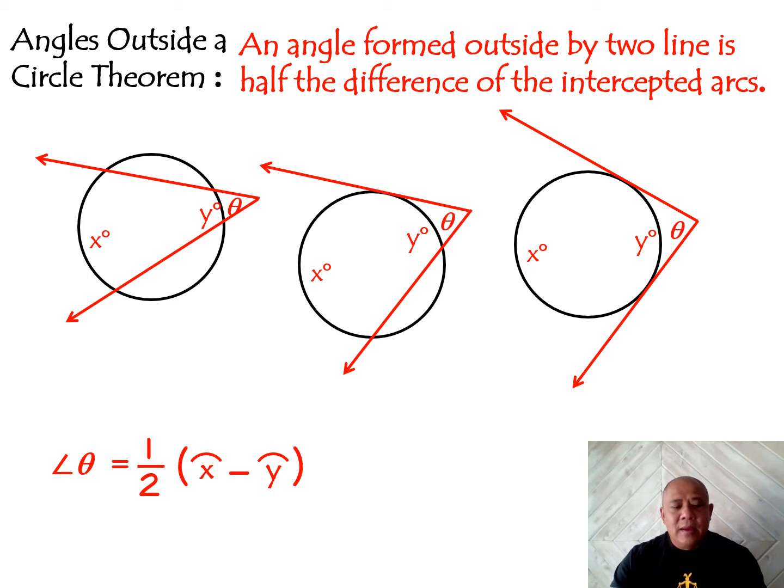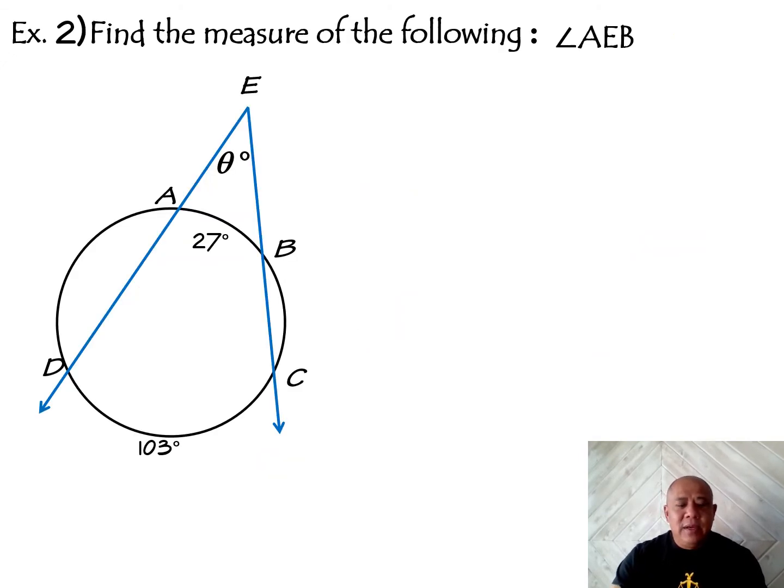Again, if the angle's on the inside, it's addition. If the angle's on the outside, like here, it is subtraction. So let's go ahead and apply this theorem. So here, example 2. We have to find theta, which is that unknown angle, AEB. Again, theta is found by half the bigger arc minus the little arc.